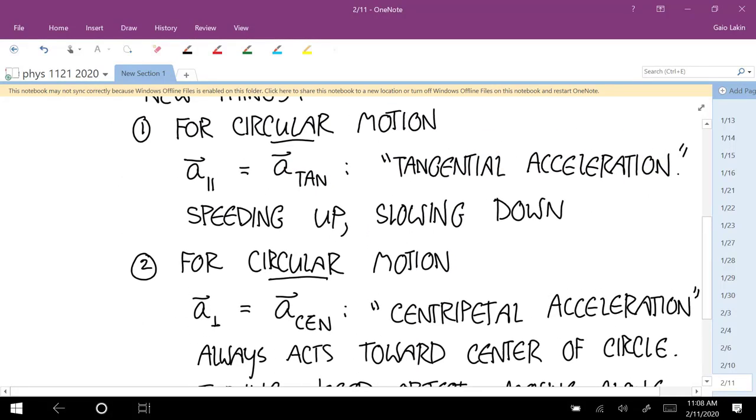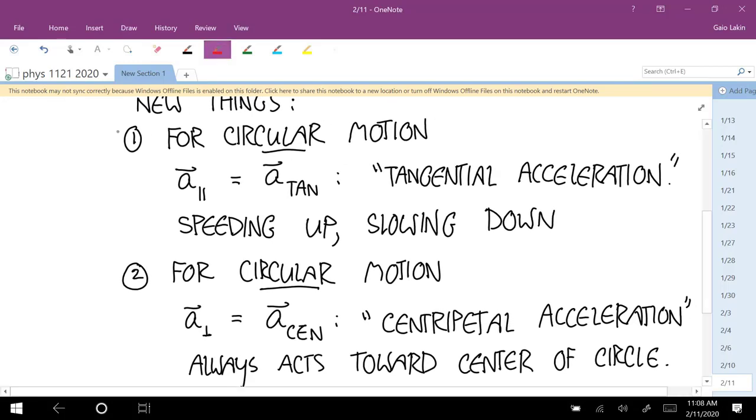And these two together, let me just point this out. This is just like the other stuff, but the total acceleration is the sum of these two things. Okay, so if we can calculate the tangential acceleration and the centripetal acceleration, we can add those two together and come up with the total acceleration.